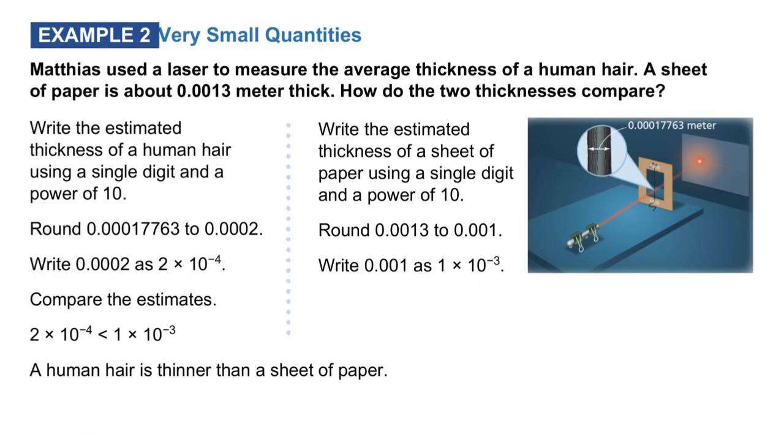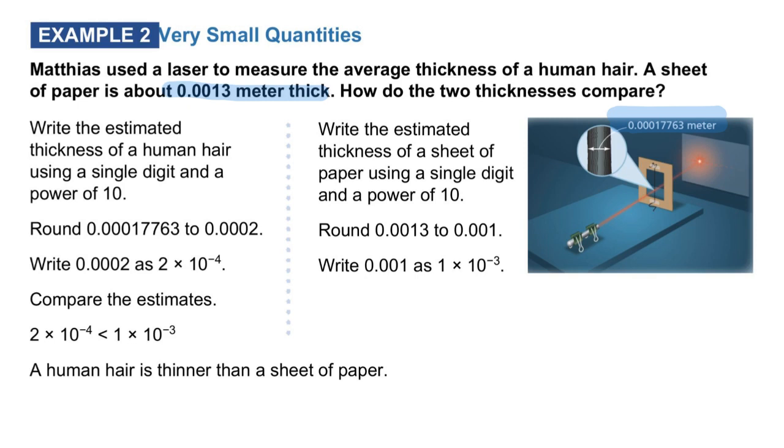All right, we are now on example number 2 on page 55, and we're going to talk very small numbers. So Matthias is going to use a laser to measure the average thickness of a human hair. A sheet of paper is about this thick. How do the thicknesses compare? Here's our piece of paper, by the way. It's in the picture.